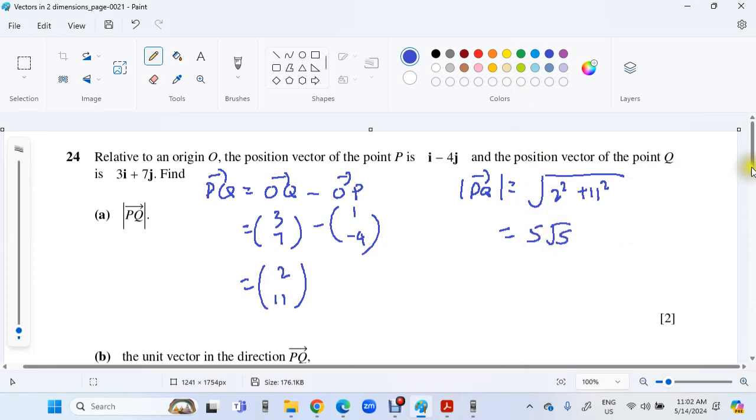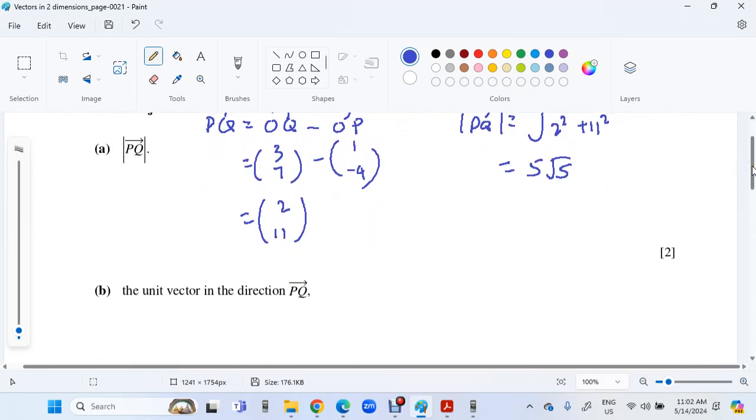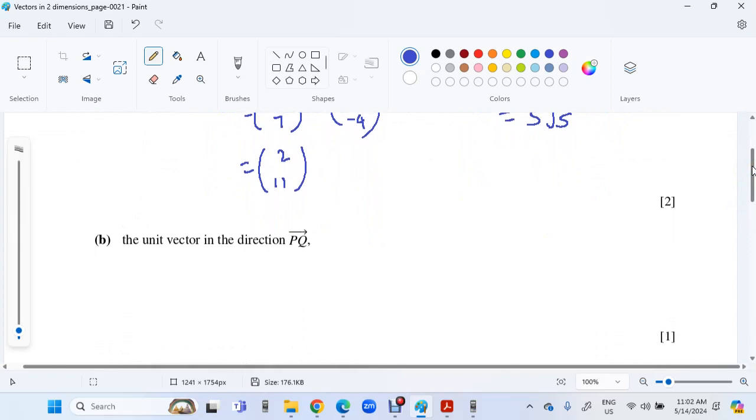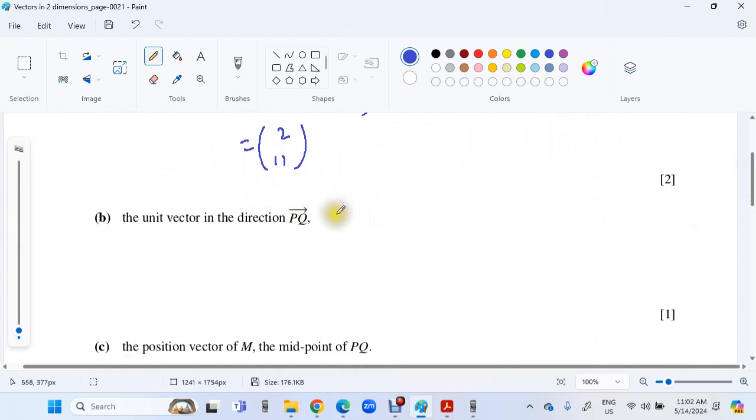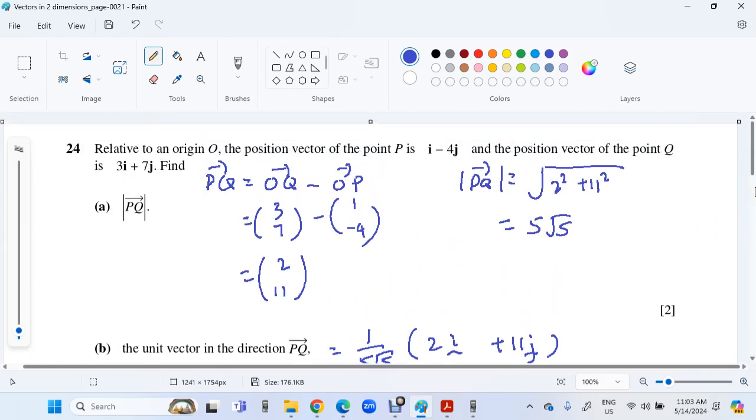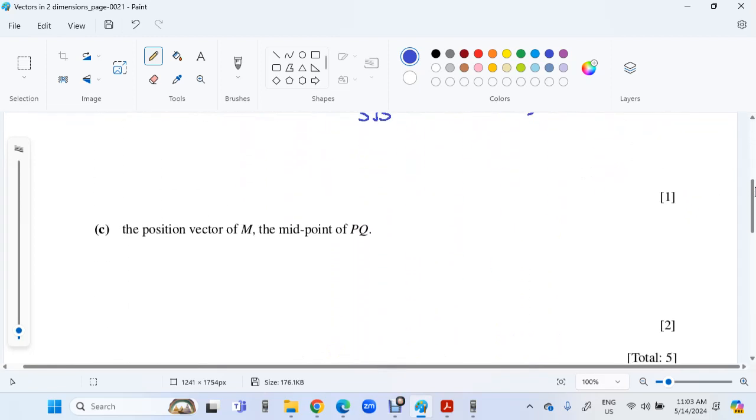So we want to find a unit vector in the direction of PQ. This will be 1 over 5 square root 5 times (2i plus 11j). Then the position vector of M. M is the midpoint of PQ.